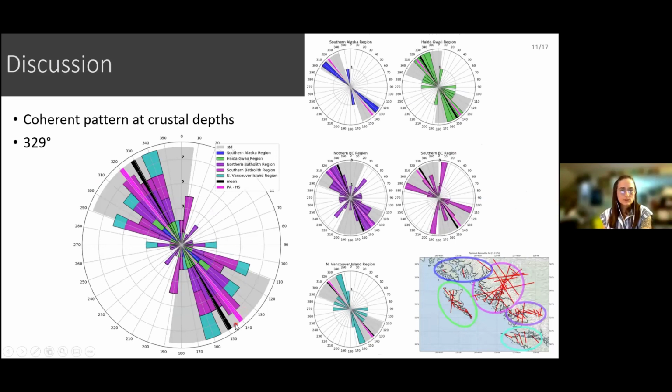We looked and found what the mean angle was, and it was 329 degrees, plotting this separately for each region. When we looked at plate motions, the one that seemed to align the best was the Pacific plate motion relative to the hotspot, even for stations on northern Vancouver Island, which is not above the Pacific plate at all.